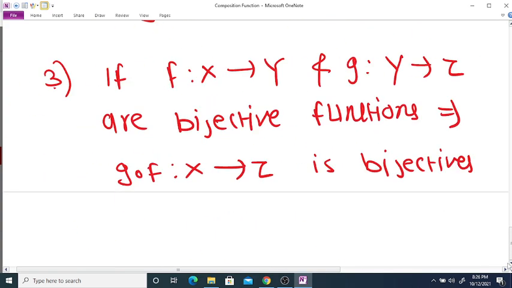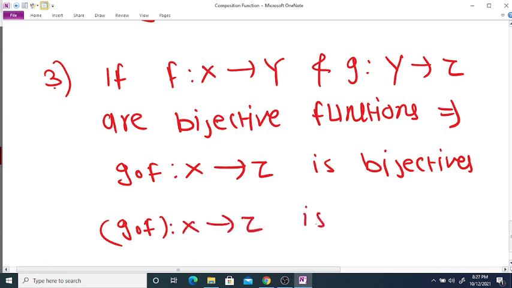So here, if f is bijective and g is bijective, this implies f is one-one and onto, and therefore from the previous two results, the composition function from X to Z is one-one and onto, and therefore the composition function is a bijective function.